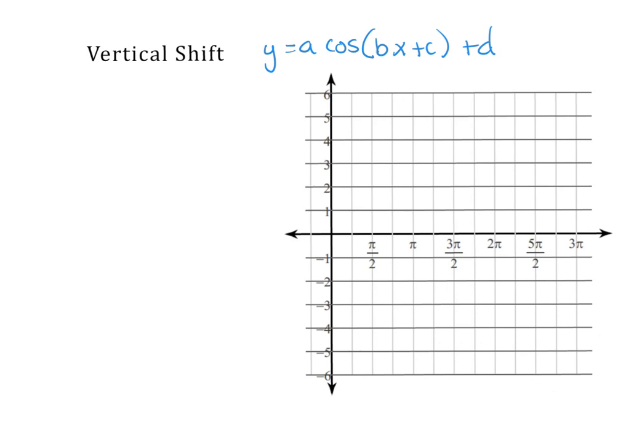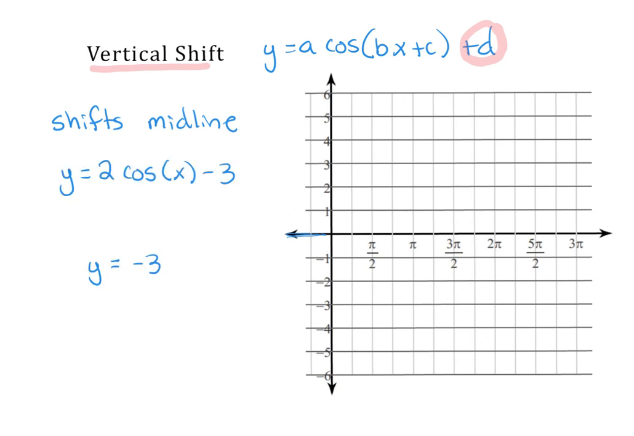Okay, and our last example is a vertical shift, and that is when we change d. Adding or subtracting something at the end of the function will shift it up or down. So what's helpful is to just think we're shifting the midline. If you think about the x-axis as the middle, we're shifting that middle line. So in this example, I've got amplitude 2. This is shifting the midline to this line right here. So I'm going to go down to -3, and here's my dotted line. That is now the middle.